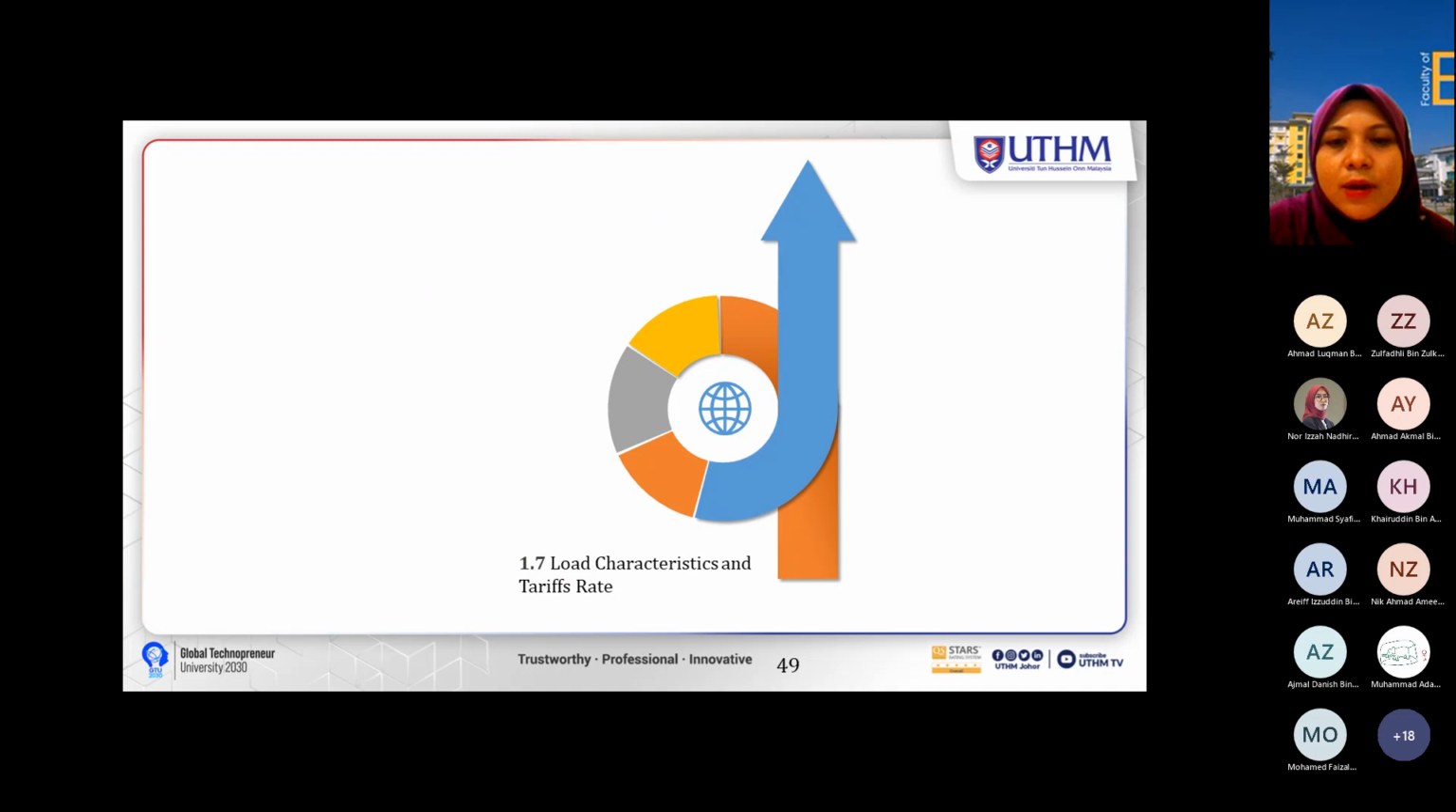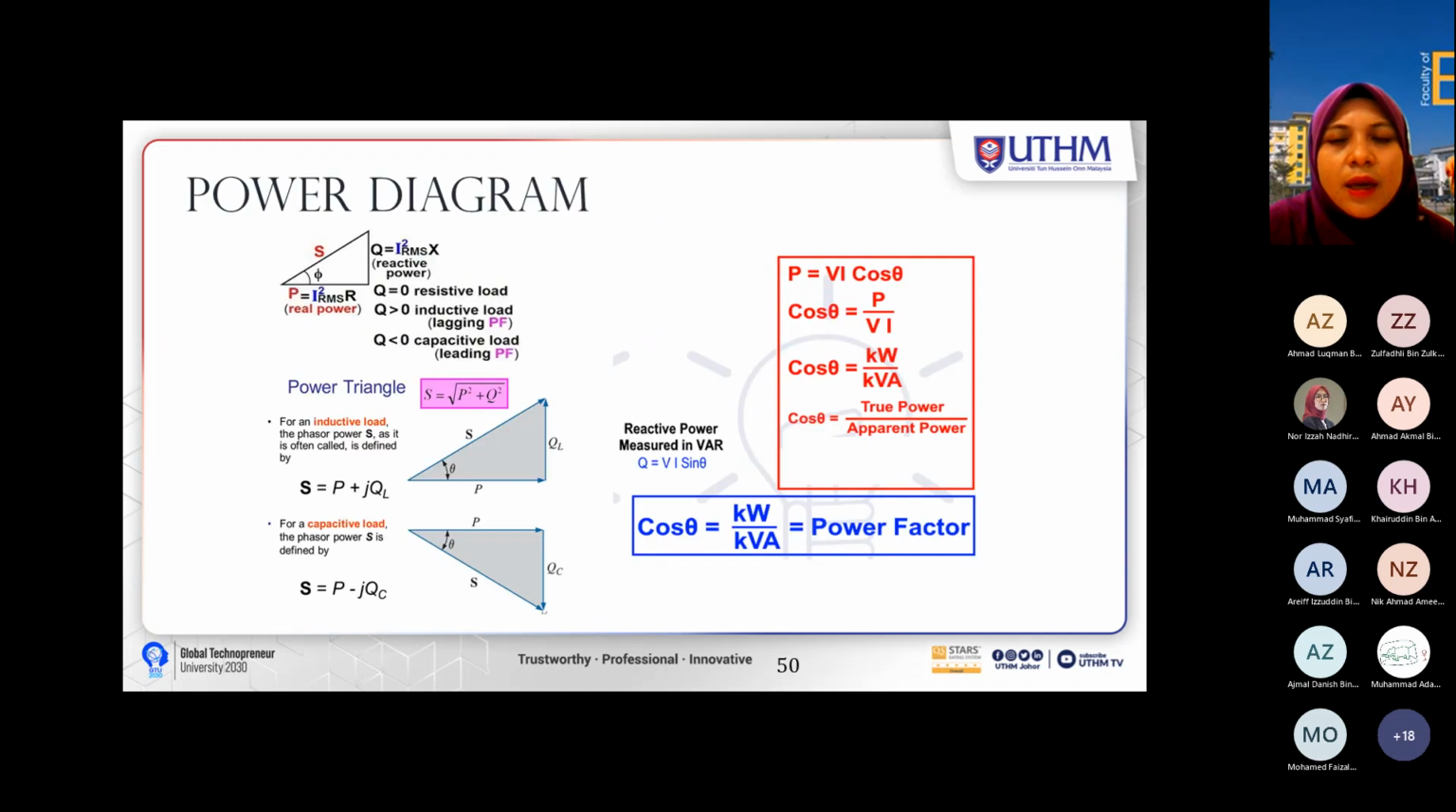Okay, so here now is about the load characteristic and also the tariff rates. This one is the power diagram. Basically when we talk about power, we talk about the power diagram, the power triangle and so on. I think if you have taken GTD, of course you have learned about this power triangle. Ultimately, the power triangle is for us to get the formulation of the power factor.